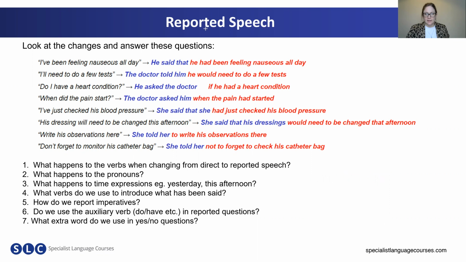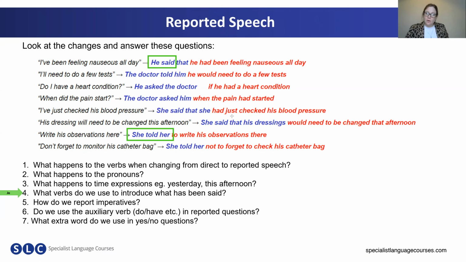Okie dokie, let's look at the next question. What verbs do we use to introduce what has been said? The most common ones we use are he said, that, it's optional, or he told him or she told her. Do notice the form here. With the verb say, we do not use the object. So we don't say he said her, it's just he said. And with the verb tell, you must use the object. You tell someone something. So she told her, I told him. Okay?